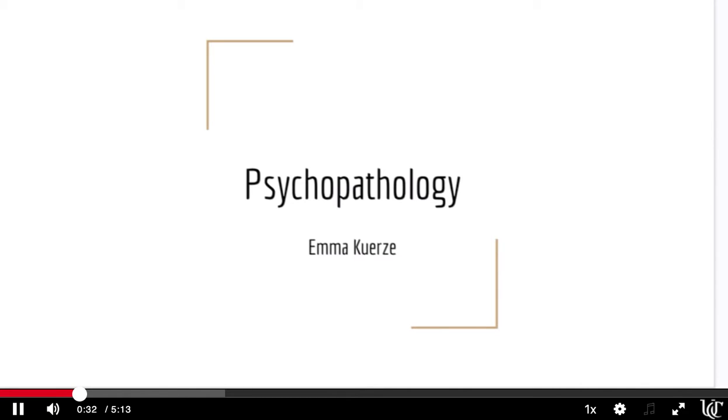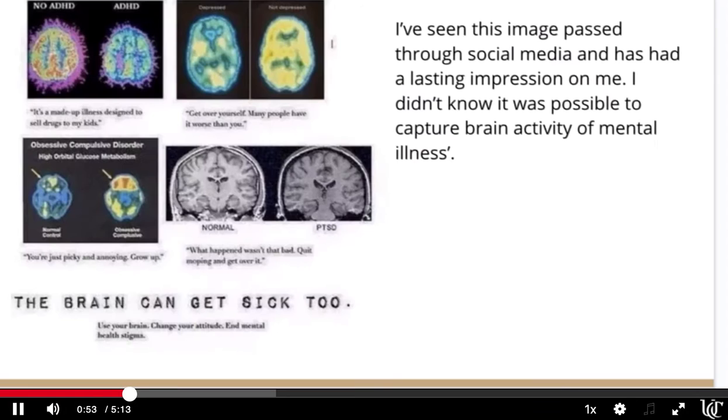My biggest thing, and how I personally connect to it, is I have my own mental issues in a sense. I have anxiety, and that's kind of what pulled me toward this field. Something I found very interesting, which I didn't even know was possible, was this diagram I've seen passed around, where you can see no ADHD and ADHD brain activity.